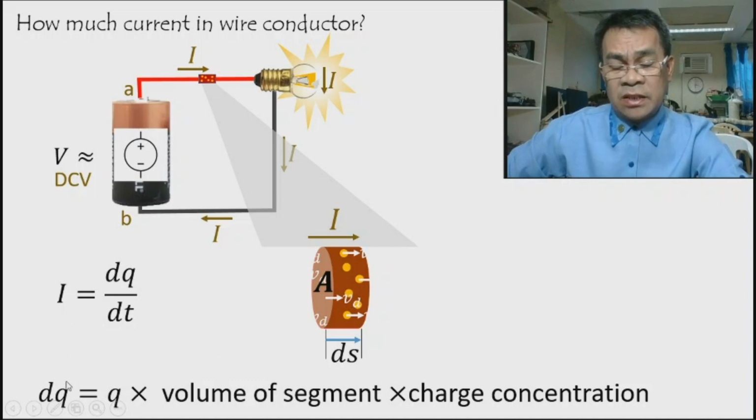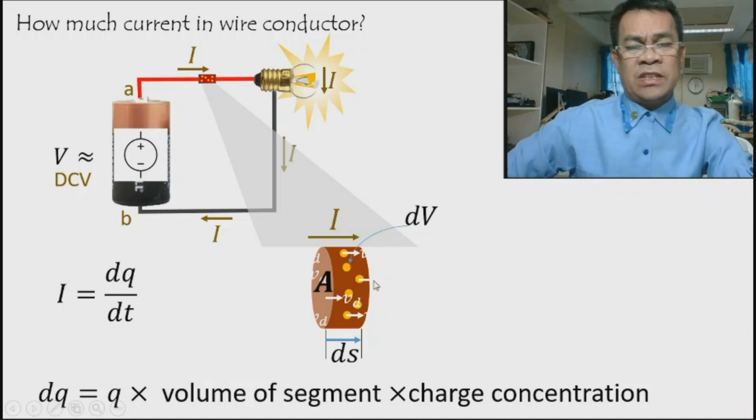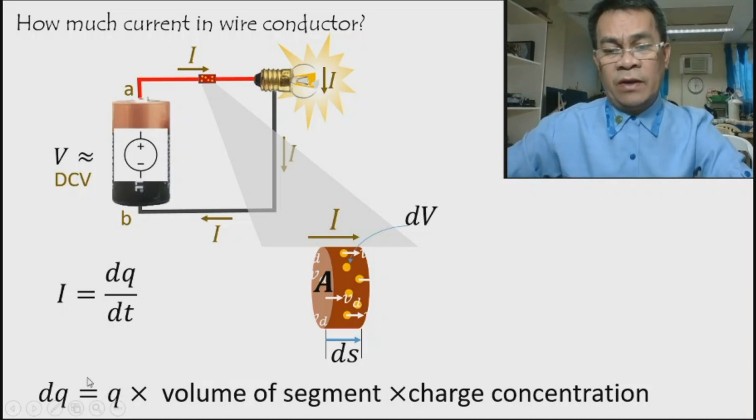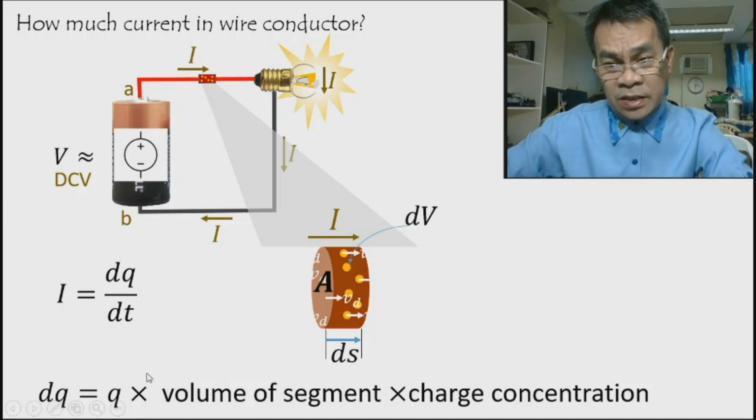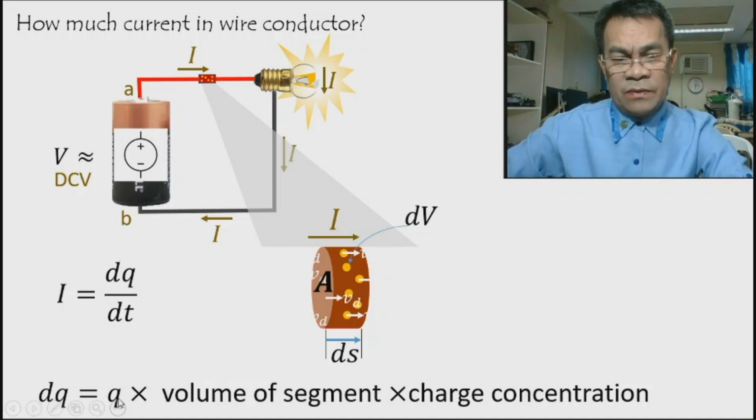To answer dq, take note that the charge of one electron is q, which is 1.602 times 10 raised to negative 19 coulomb. Now we need to multiply, because we don't know the number; all we know is the volume. We can evaluate this because we have the area and the length. This is the infinitesimal volume. If you multiply the volume of the segment with q, we are on the way to counting how much charge is inside the segment.